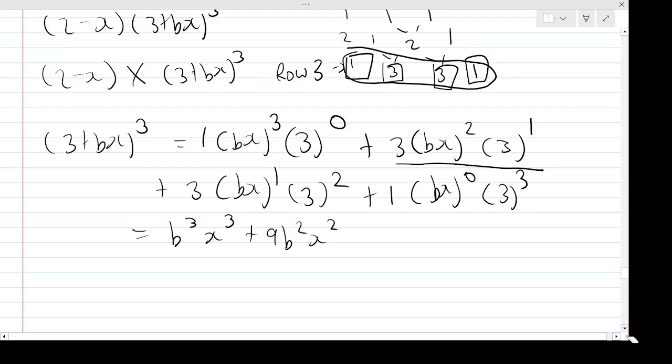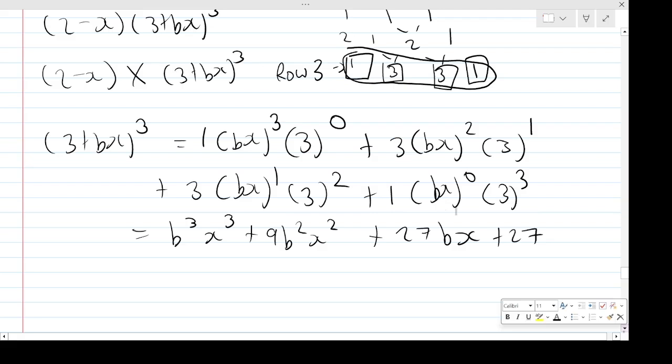And then for the next term here, then we got 3 lots of bx times 3 squared. Well, 3 squared is 9. Then 9 times 3 will be 27. So we've got 27bx. Then the last term is 1 lots of (bx) to the 0. Now that would all go to 1, right, if it's power 0. So effectively we only got 3 cubed, which would then be 27. There we are. And that's it.